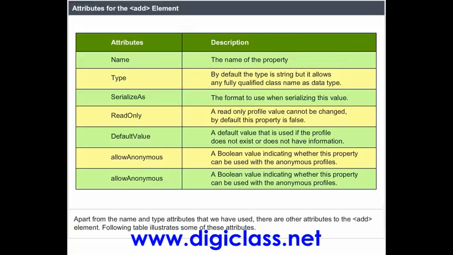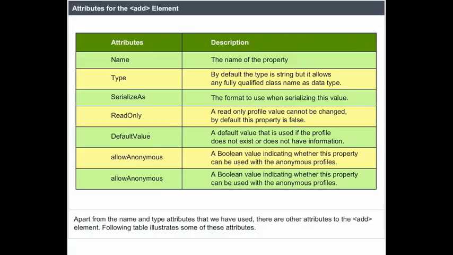Default value. A default value that is used if the profile does not exist or does not have information. Allow anonymous. A Boolean value indicating whether this property can be used with the anonymous profiles. Provider. The profiles provider that should be used to manage just this property.